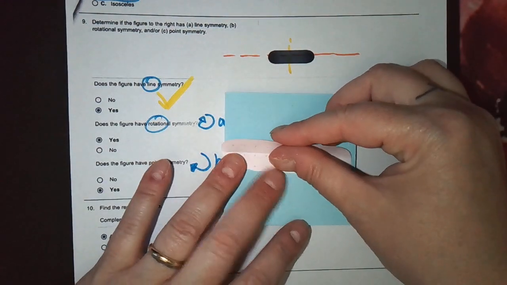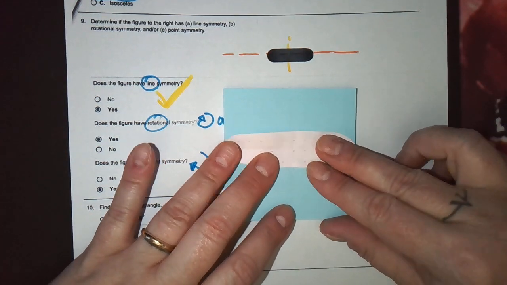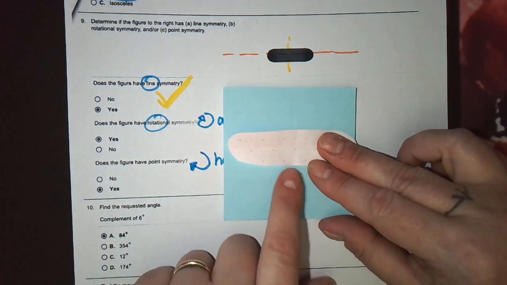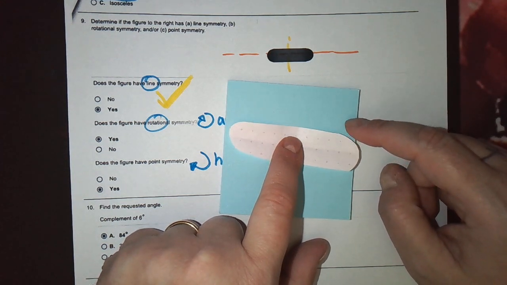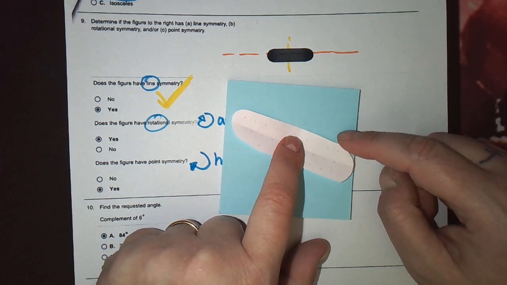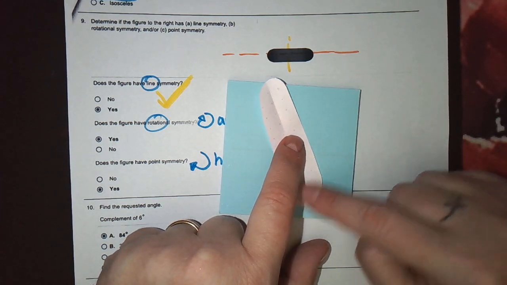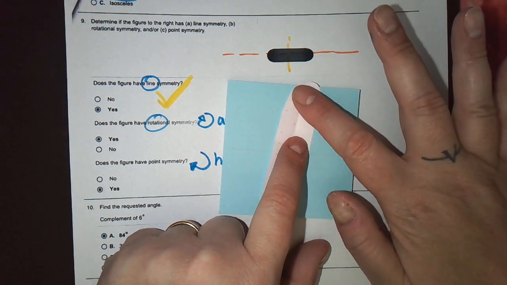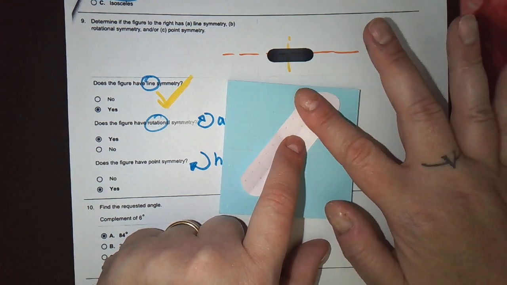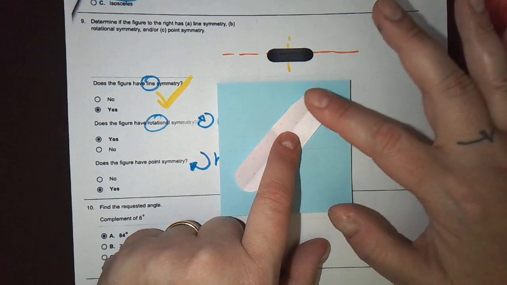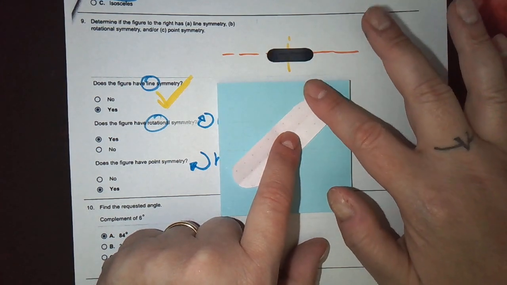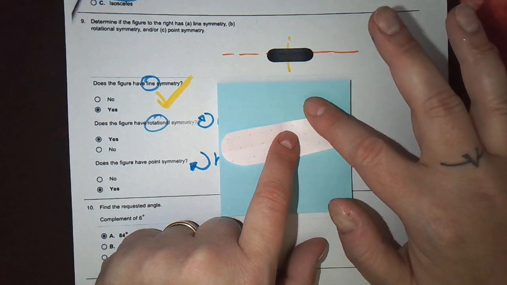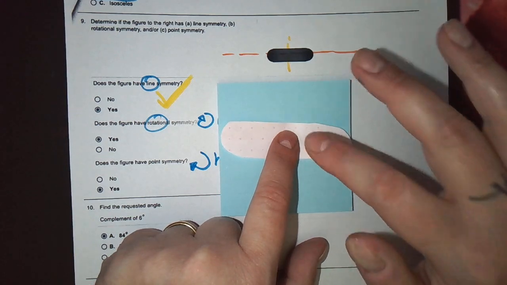Rotational symmetry means you can turn it any amount. Okay, so let's hold it down in the middle and spin it in a circle. How many degrees will I go through? I'm still spinning it as a circle, and I want my picture to be exactly like this black little pill looking thing. So I'm still spinning it. Hey, I got the exact same picture.